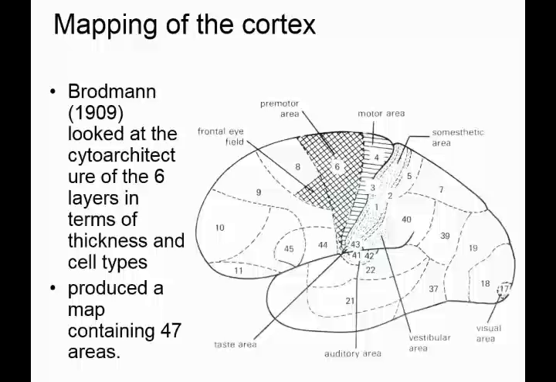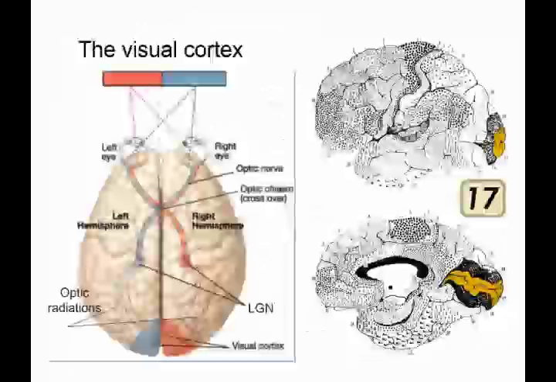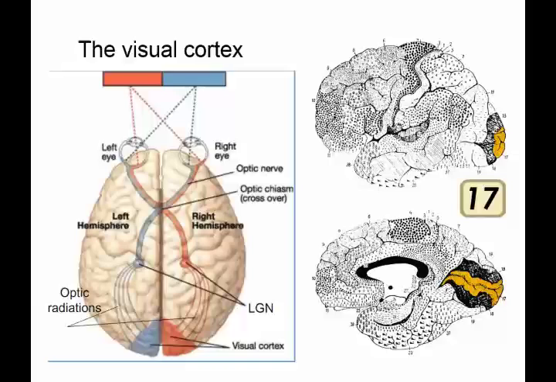The auditory area is here, the visual area is back there, and the visual areas are 17, 18, 19. The primary, secondary, and tertiary visual areas take up a lot of space of the brain. Okay, here's the top view. I've got the left eye, right eye, the optic chiasm, and the LGN, that's the thalamus. And then we have the optic radiations going to the cortex.